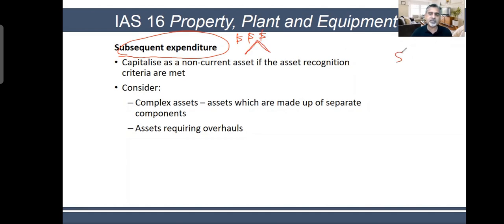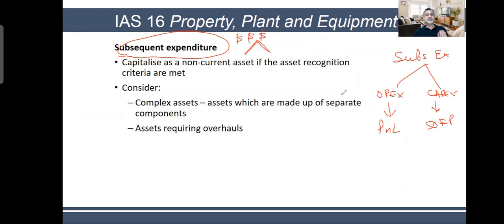So this subsequent expenditure is either called OPEX, which is operating expenditure, and it should go to your P&L, or you can call it CAPEX, which is called capital expenditure. And CAPEX, we take it into the statement of financial position, balance sheet. So what is the differentiating factor?